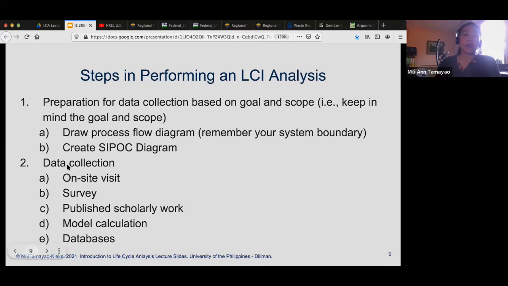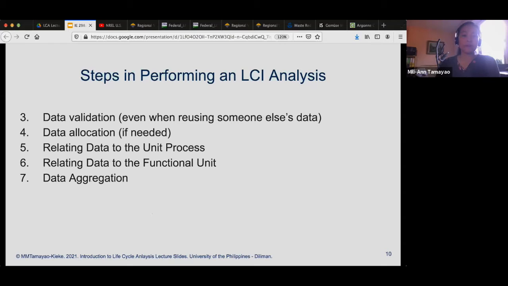Okay, data collection could be via on-site visits, through surveys, or through published scholarly works, so obtaining data from published scholarly work. Or maybe an estimation model that you have developed yourself, and then maybe from databases as well. Okay, so these are just the rest of the steps in performing an LCI based on ISO.